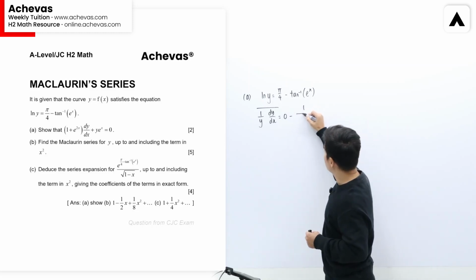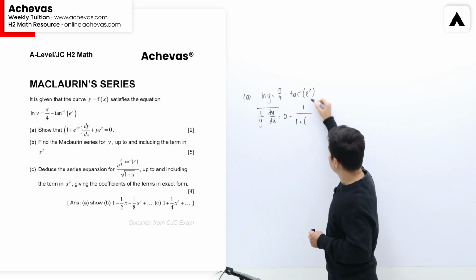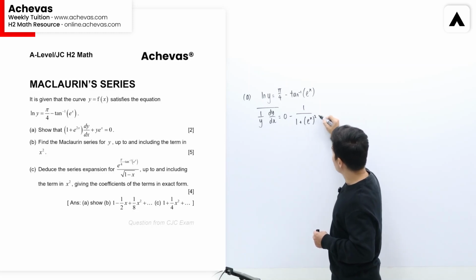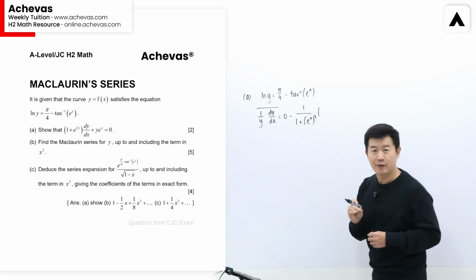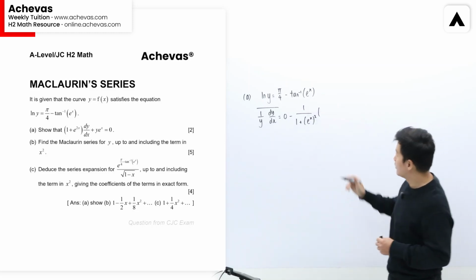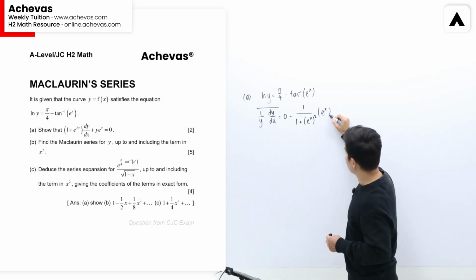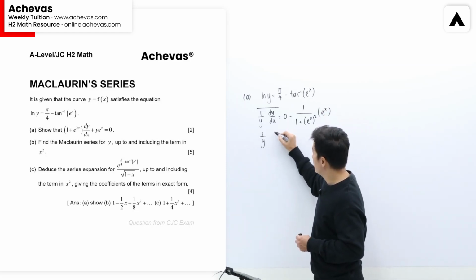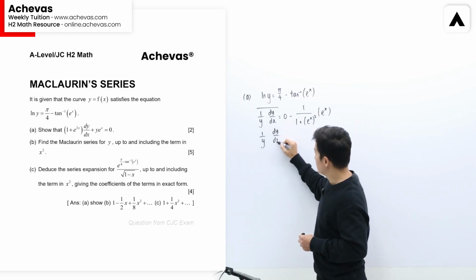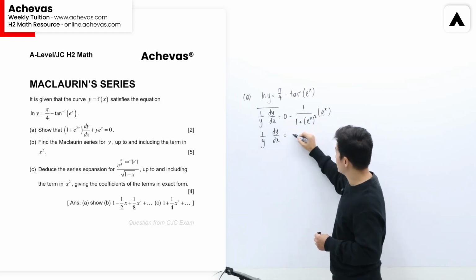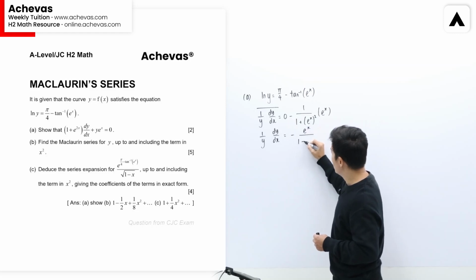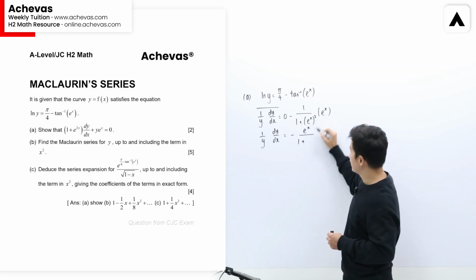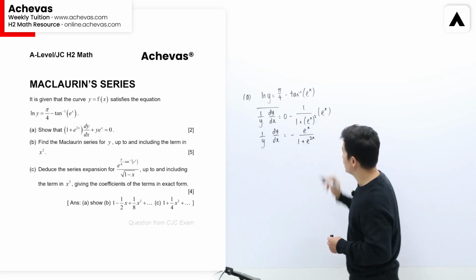It is going to be 1 over 1 plus e to the power of x squared. Then we multiply by differentiation of e to the power of x, which is going to be e to the power of x. So we will have a 1 over y dy dx. This is going to be equal to negative e to the power of x divided by 1 plus e to the power of x squared. It is e to the power of 2x.